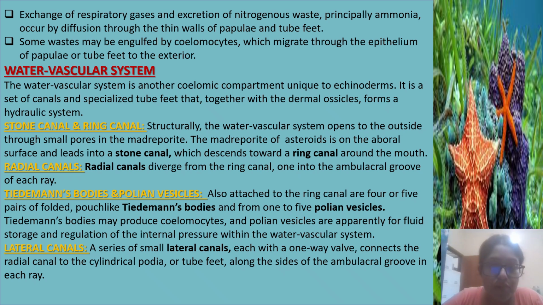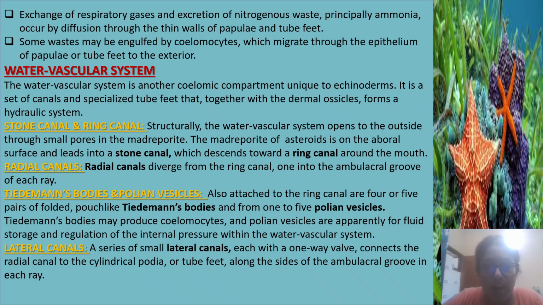The madreporite of asteroids is on the aboral surface and leads into a stone canal which descends towards a ring canal around the mouth. Next, radial canal. Radial canals diverge from the ring canal, one into the ambulacral groove of each ray. Next, Tiedemann's bodies and Polian vesicles.